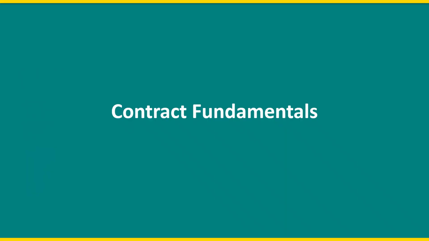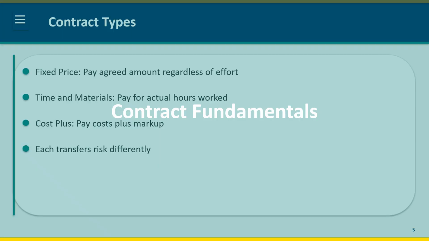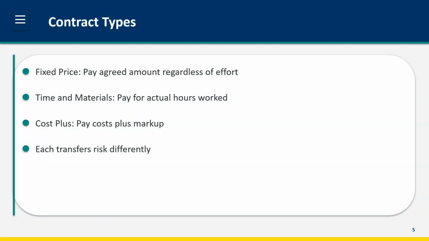Let's start with contracts. The contract is your foundation. It defines what you're buying, what you're paying, and what happens when things go wrong. There are three main contract types. Fixed price means you pay an agreed amount regardless of how much effort the vendor expends. The vendor carries the risk of cost overruns.